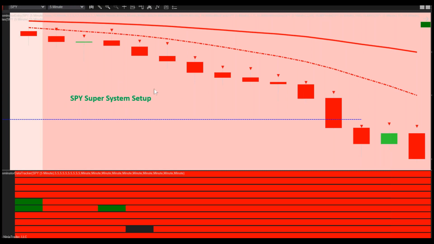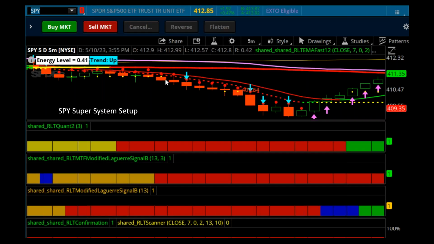This was good for, I think, 5 or 6 candles. Yeah, more than that, probably about 10 candles. But that's the kind of move that you get out of the SPY super system. That's why we call it that.